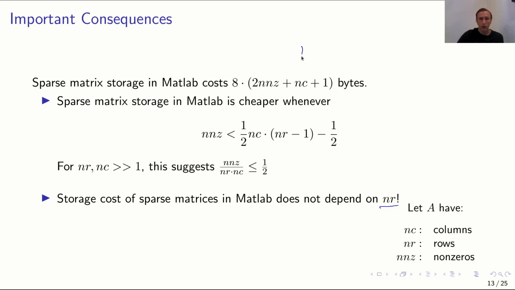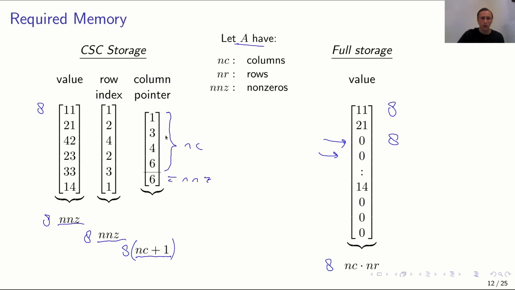It does depend on the number of columns, but the number of rows does not appear anywhere. Now, what this means is that if we add 0 rows to our object, so rows with no non-zero values, this is not going to cost us additional storage or additional memory. However, if we add 0 columns to our object, that is going to cost us additional memory, simply because this column pointer will need to grow with the number of columns.